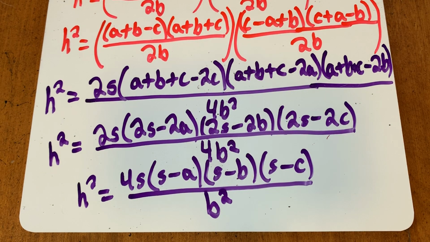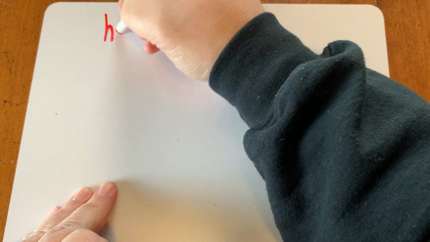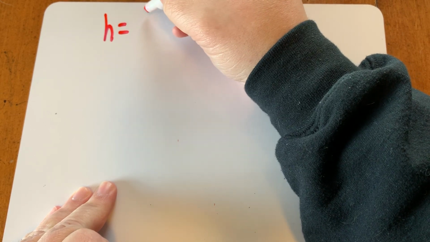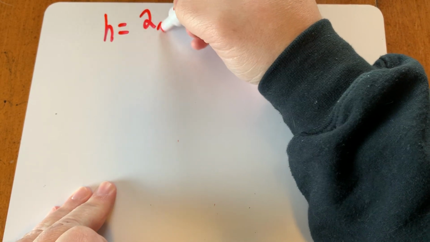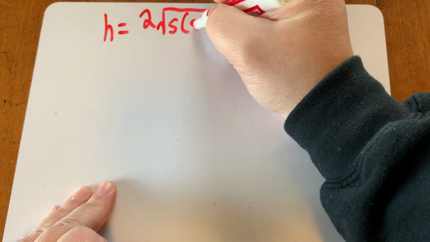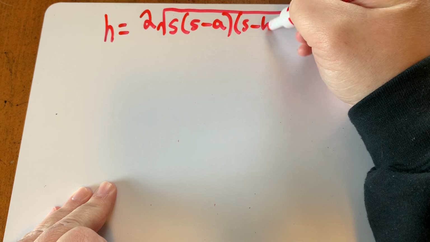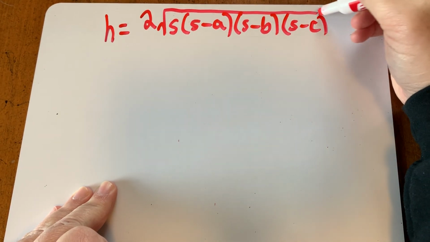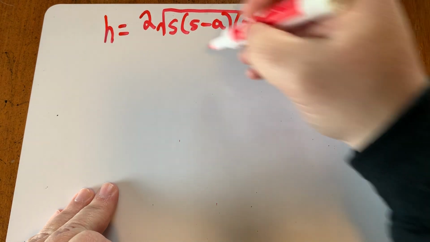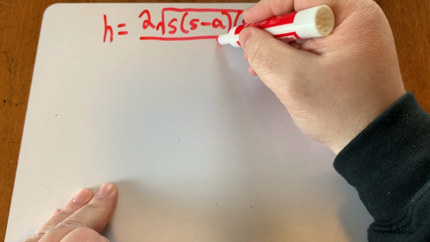So wouldn't h just be the square root of that? Yeah. So h is the square root of this. So h is equal to, the square root of 4 is 2, so I could just pull out the 2. But the s minus a, s minus b, and s minus c are still stuck inside. They're not perfect squares. And the denominator was b squared. Square root of b squared is just b.